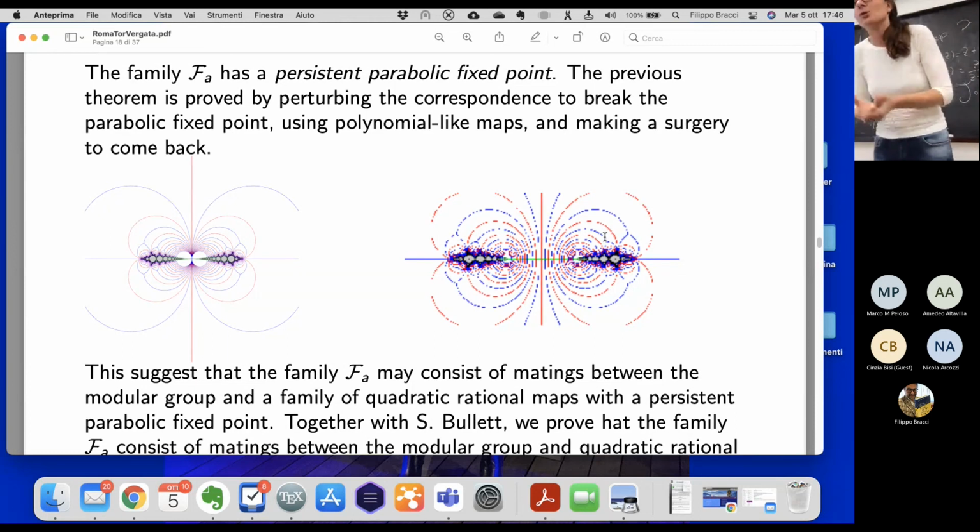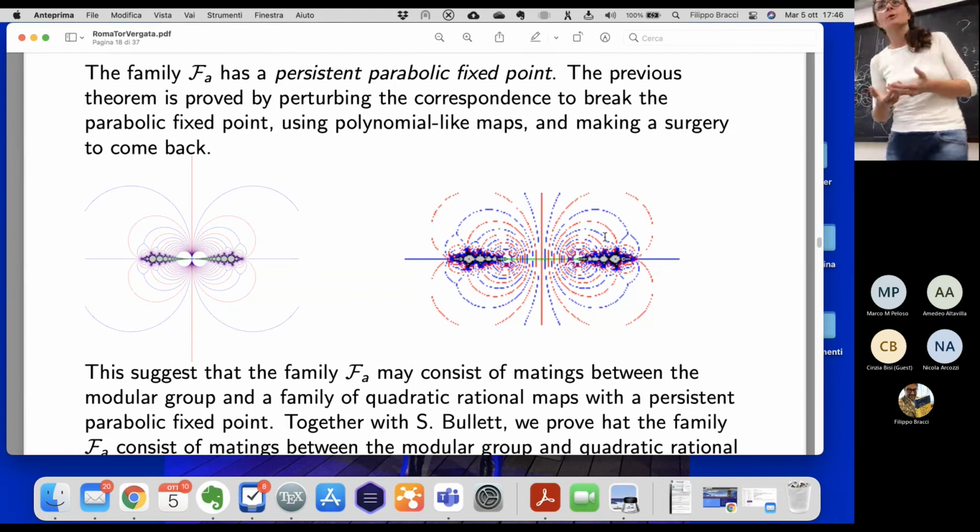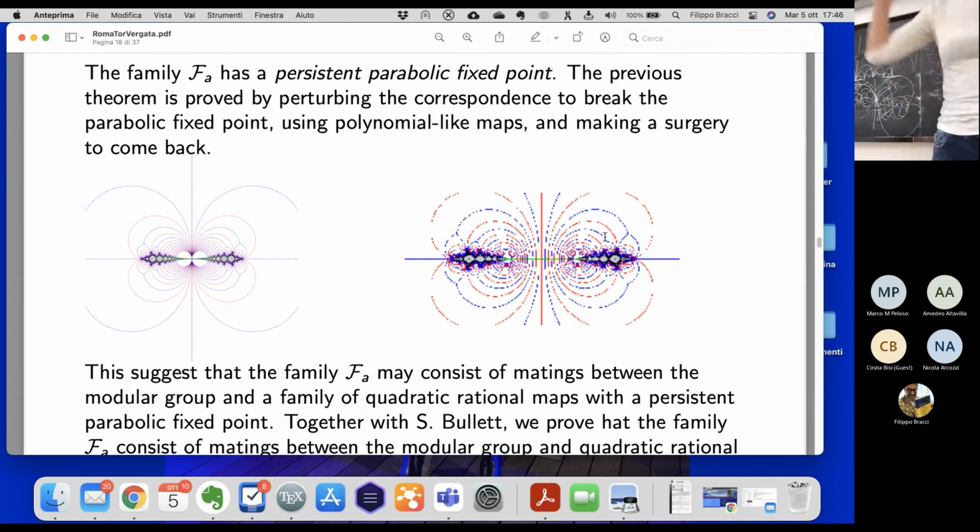So maybe you should think about dealing with the parabolic fixed point. Also, if you think about that, the modular group is pretty parabolic. I mean, look at the generators. So the idea is maybe parabolic goes with parabolic and hyperbolic goes with hyperbolic. And then is when I entered the picture and I started wondering, do we have a family of quadratic rational maps with a persistent parabolic fixed point? Yes, the family Per_1 that I presented before.